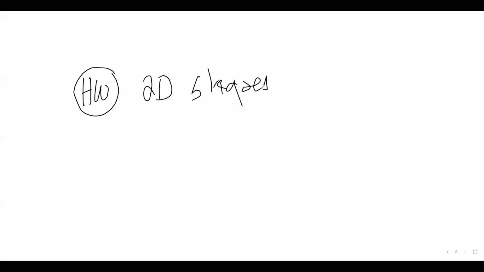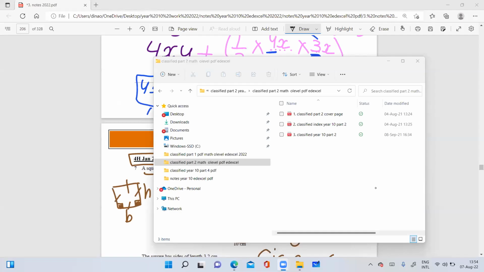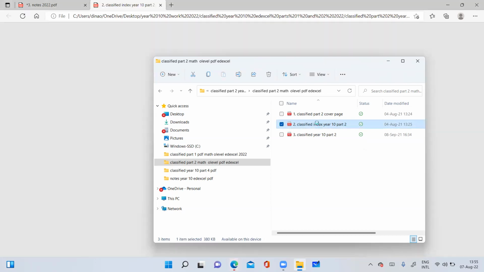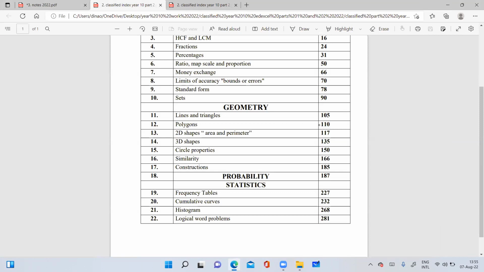In classified part 2, I guess. Let me just make sure. I don't know if the screen is shared. Let me share the screen. Is the screen shared, right? Share screen. Classified part 2, let's open the index of classified part 2. Something is wrong with my computer. Bear with me, guys. Okay, done. Here it is: 2D shapes, area and perimeter, page 117.